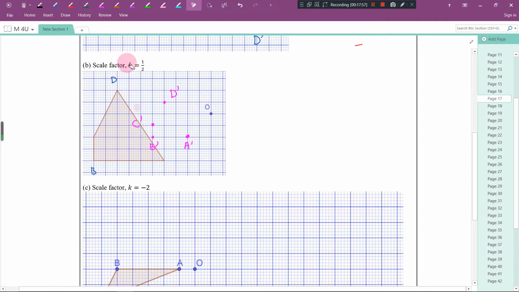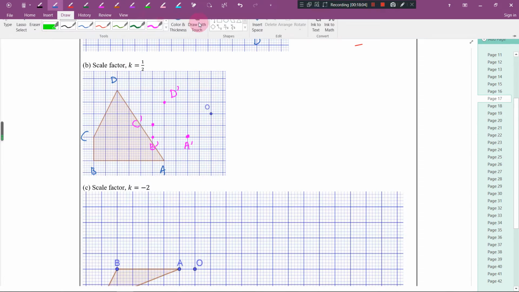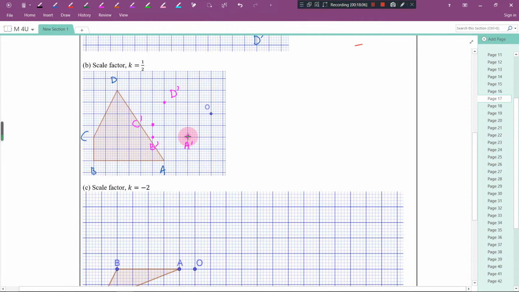So next step, we just connect all the vertices here. A prime to B prime, to C prime, to D prime, and go back to A prime. This is the way how we draw the image of an enlargement.